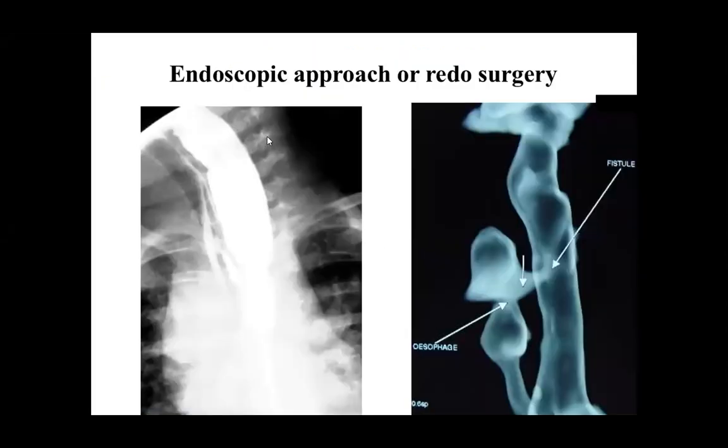We can treat them by an endoscopic approach. You can inject glue or any fibrotic agent in this fistula, or you can also use covered stenting. But in some cases, if these techniques fail, we are obliged to do a redo surgery. This is a difficult surgery. We should begin with endoscopy to put a guide wire in the fistula, and afterwards we should separate the trachea from the esophagus and put another tissue between the trachea and esophagus.